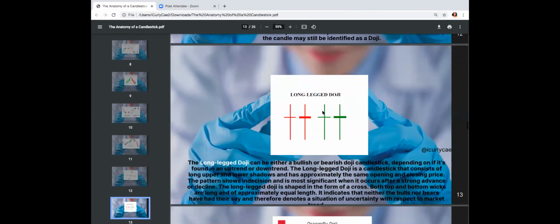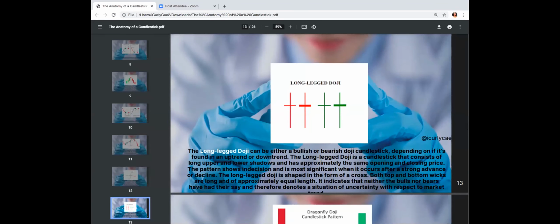So here we have the long leg doji, and it gets its name because it has a longer lower wick than the higher wick of the candle. And this candle consists, well, basically, I covered that. So the pattern shows indecision and is most significant when it occurs after a strong advance or decline. The long leg doji is shaped in the form of a cross. Both top and bottom wicks are long and of approximately equal length. It indicates that neither the bears nor bulls have had their say and therefore denotes a situation of uncertainty with respect to the market. All right, so obviously I had that wrong.